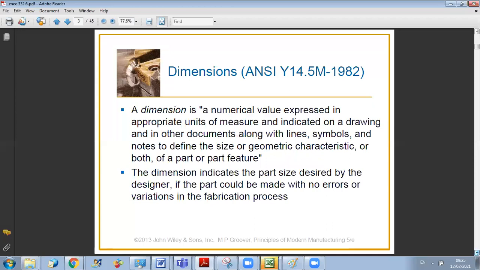Now, what is the definition of a dimension? A dimension is a numerical value expressed in appropriate units of measure and indicated on a drawing and in other documents along with lines, symbols, and notes to define the size or geometric characteristic or both of a part feature. What do we mean by this?